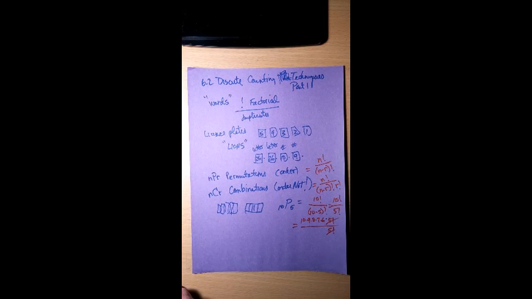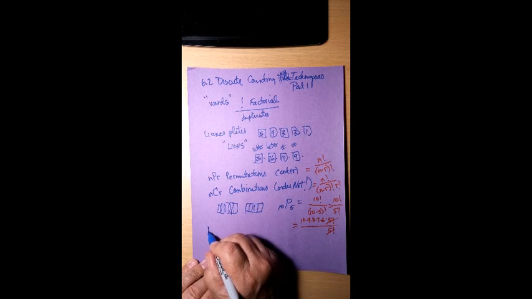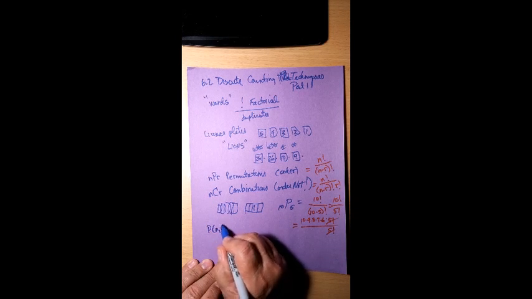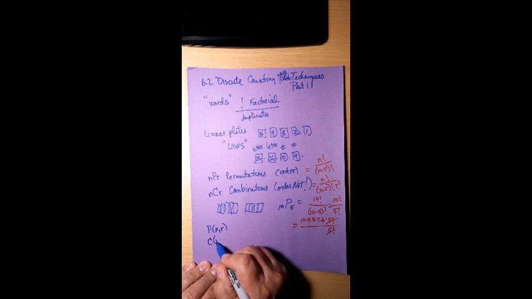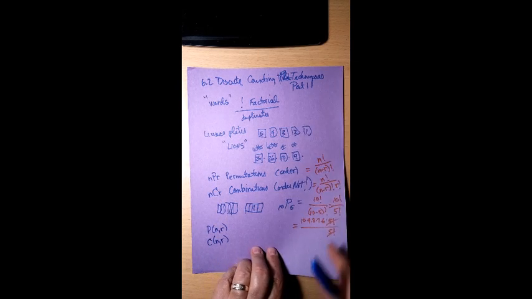I'd like to finish off this page at least by saying nPr and nCr are one way of writing that. P with n comma r, and C with n comma r, is another form of writing the same thing. So if you see that, it's this nPr, nCr, same thing, same formulas. Okay.